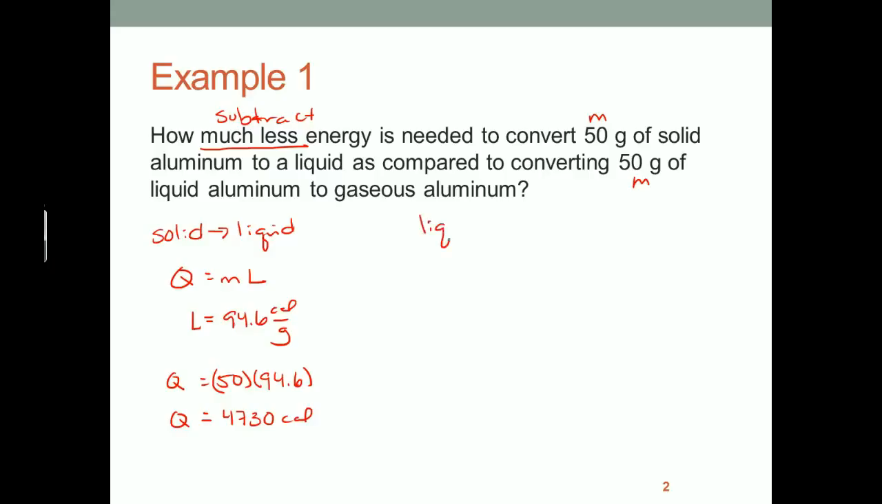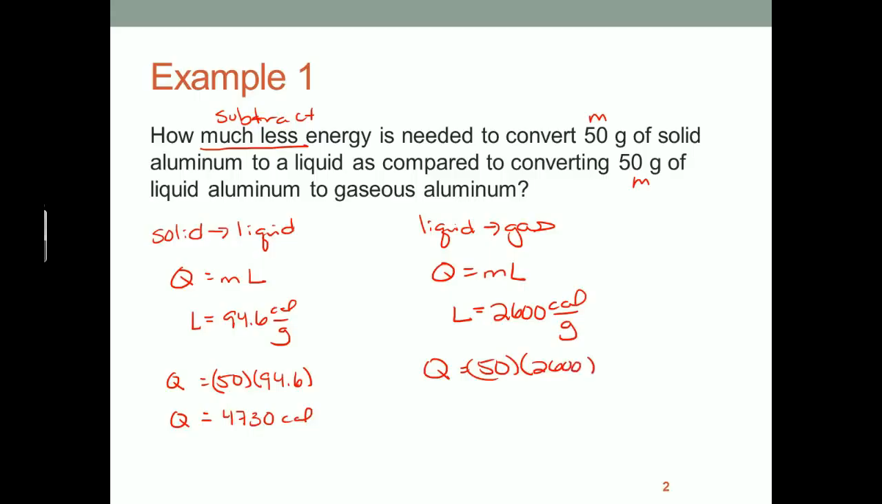When we go from a liquid to a gas, the formula we use is the same, but we've got to use the latent heat for vaporization, the one associated with converting from a liquid to a gas. For aluminum, that value is 2,600 calories per gram. So Q is going to be 50 times 2,600, which works out to be 130,000.